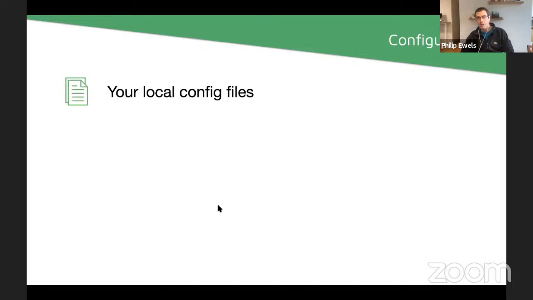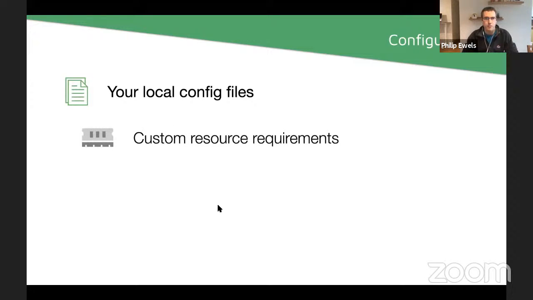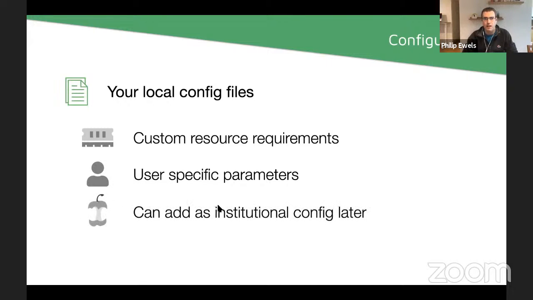Right, finally, nothing to do with us, you can just use your own config files. So if you want to tweak the resource requirements, maybe you're running on a tiny genome and you don't need so much, or you're using some huge genome and you need loads and loads of memory, you can tweak that in these files. You can, of course, specify things specific to just you, like, for example, saving your email address so you don't have to type it in every time. And of course, if you're figuring out how to run on your cluster, you can do it in a custom config file and then add it as an institutional nf-core config later once you're happy.